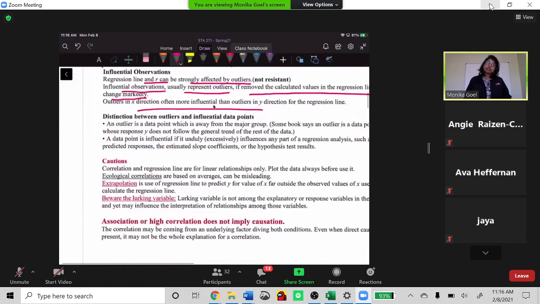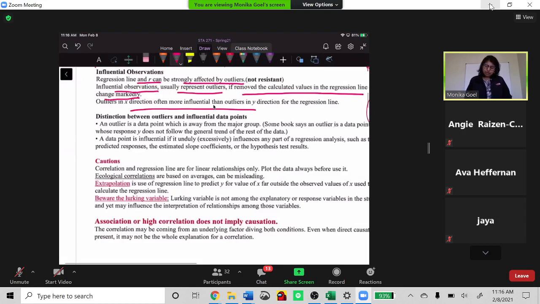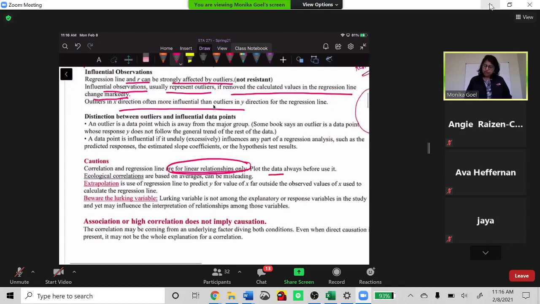Cautions, or you can say the precautions, the things you need to be careful about when you work with correlation and regression. Correlation and regression apply to linear relationships only. No matter how strong your other relationship or association is, we cannot talk about correlation and regression because we are talking about a linear relationship. Always plot your data before you use it. Whatever data set you have, first you plot it, and once you plot it, then you see if you can see a linear pattern.